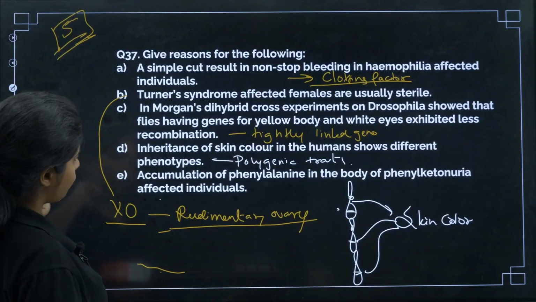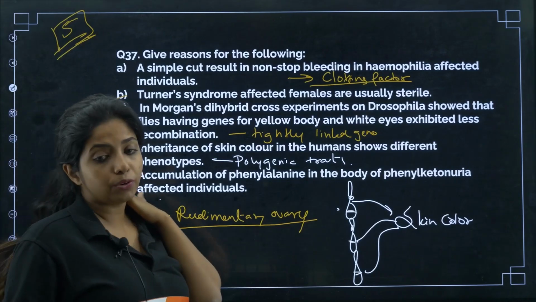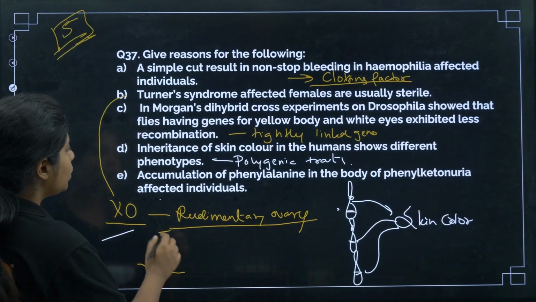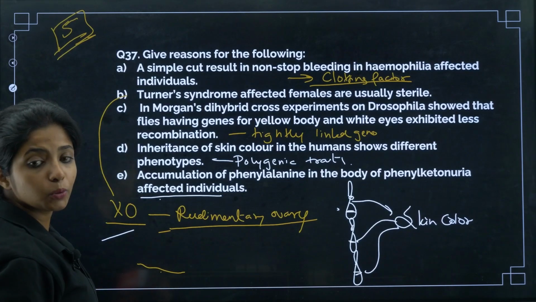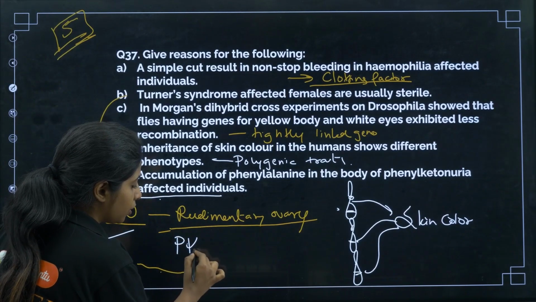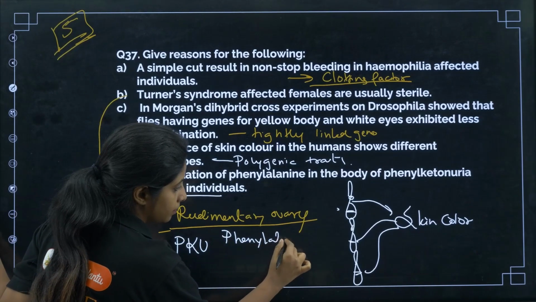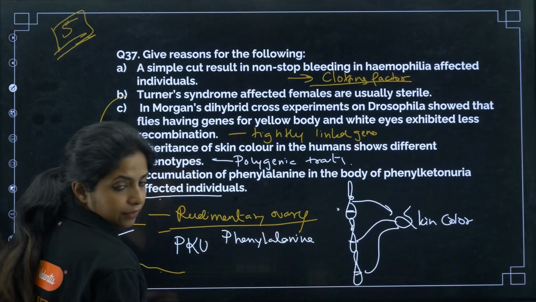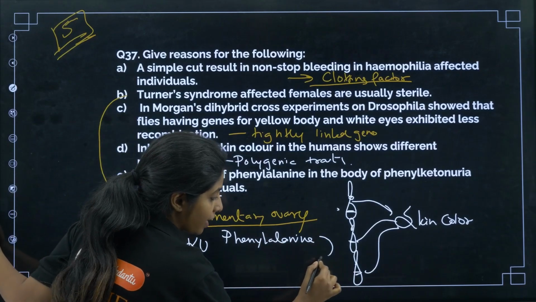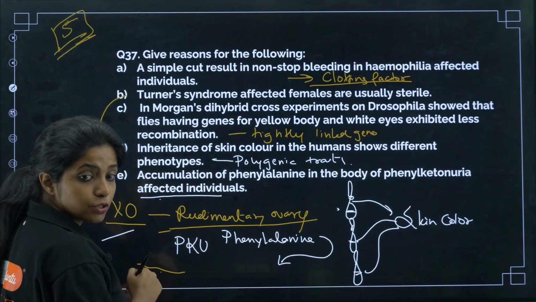Okay. Now, accumulation of phenylalanine in the body of Phenylketonuria affected individuals. Why do you think that happens? Why is accumulation of phenylalanine happening, my dear children? In PKU, that is Phenylketonuria, the phenylalanine is actually getting accumulated instead of getting broken down.